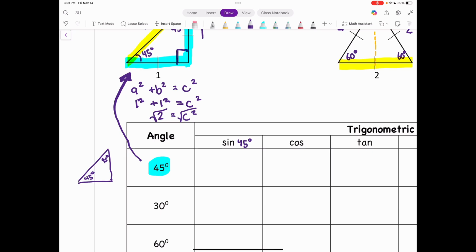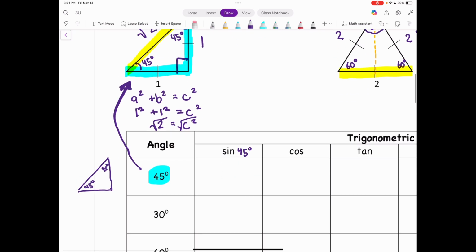Now, according to my 45-degree angle special triangle, this leg is 1, this leg is 1, and this leg is the square root of 2. Okay?